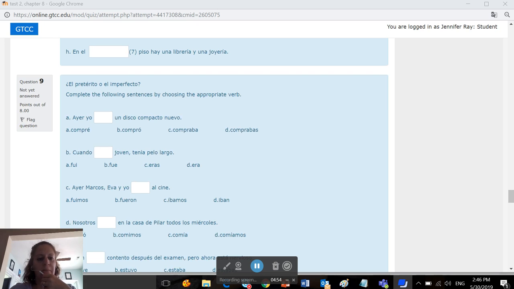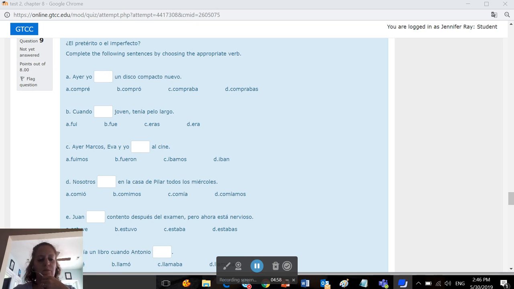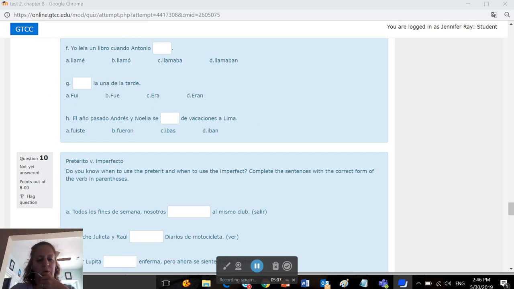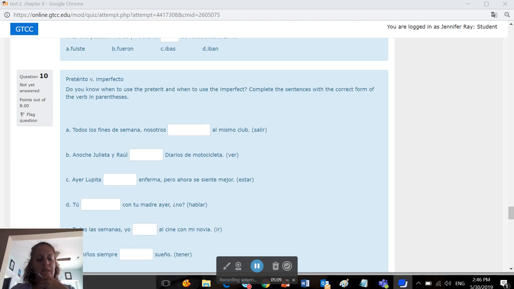El pretérito, el imperfecto: complete the following sentences by choosing the appropriate verb. You're choosing between the preterite and the imperfect, so you read through the sentence, decide which of the choices given would best complete the sentence, and write the letter in the blank provided.